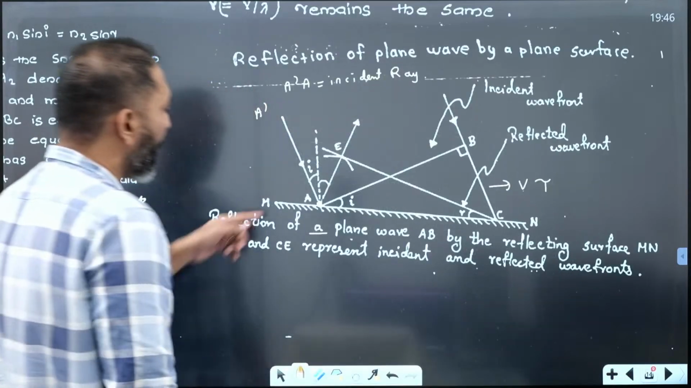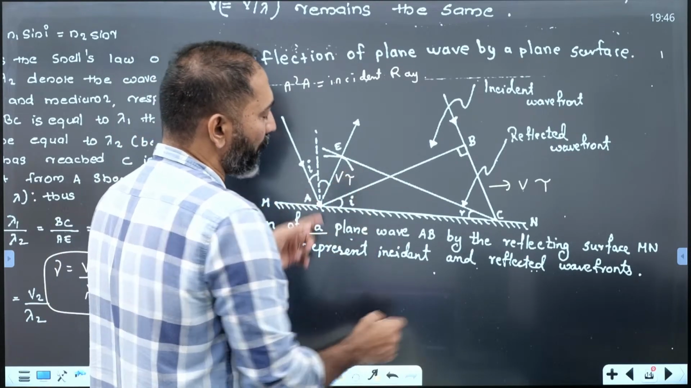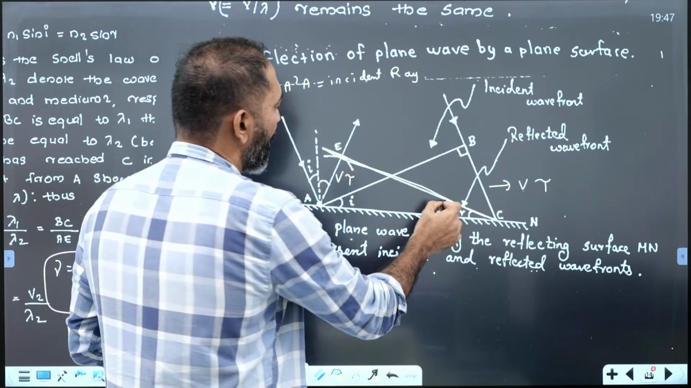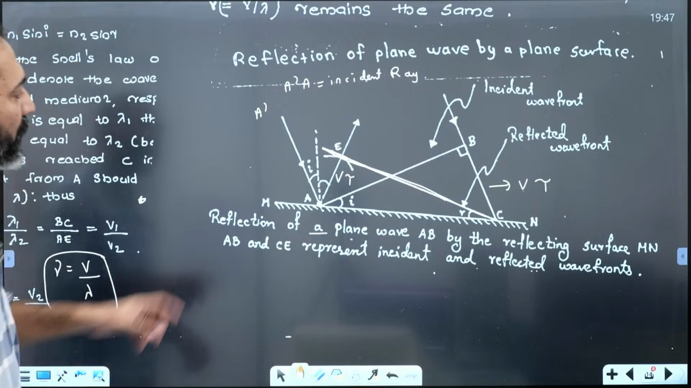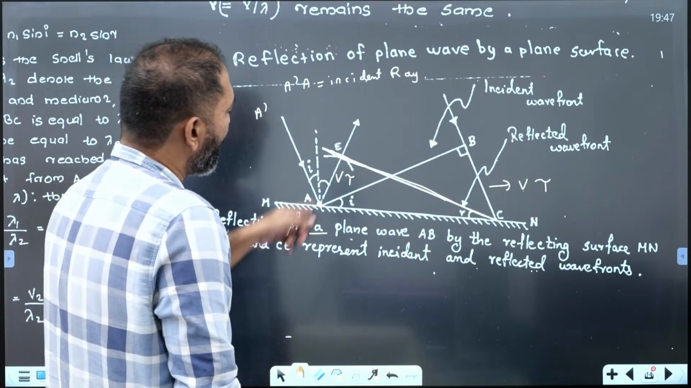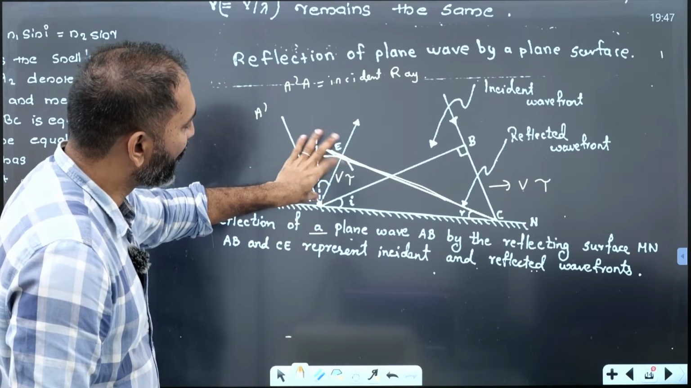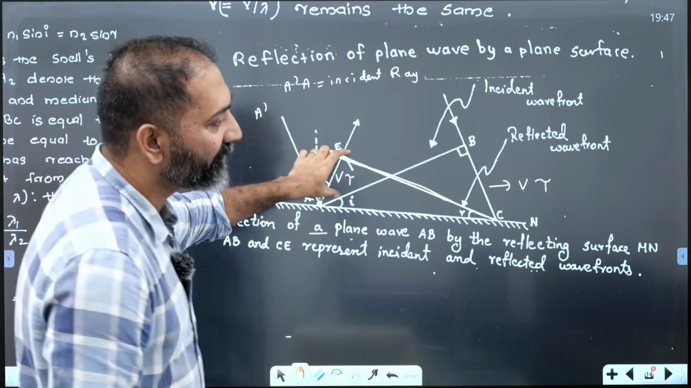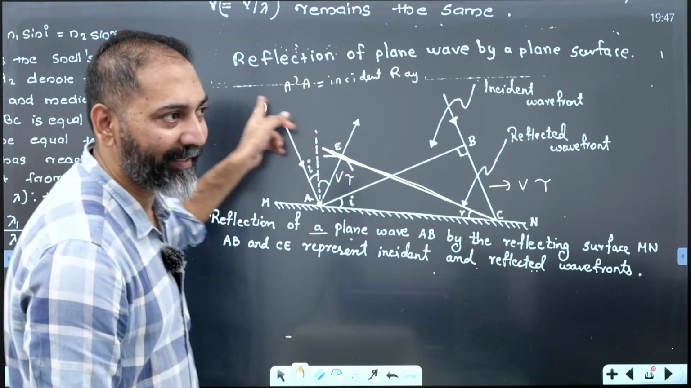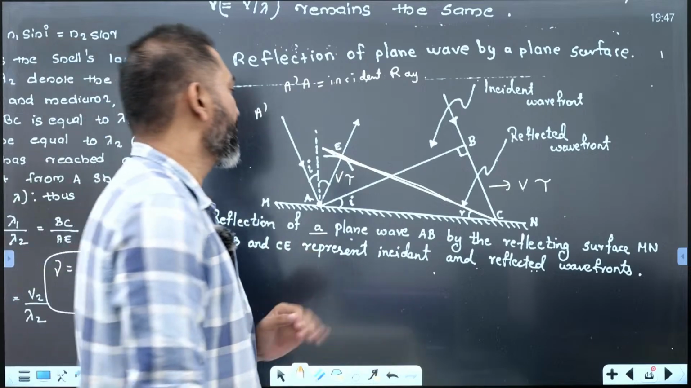See, from A, I am drawing a sphere of radius v tau. From C, I am drawing a tangent to this point E. So CE is the reflected wavefront, and AE is the reflected ray. Remember, from A, I am drawing a sphere of radius v tau, so AE is the reflected ray. From point C, I am drawing a tangent to point E. So CE is the reflected wavefront.